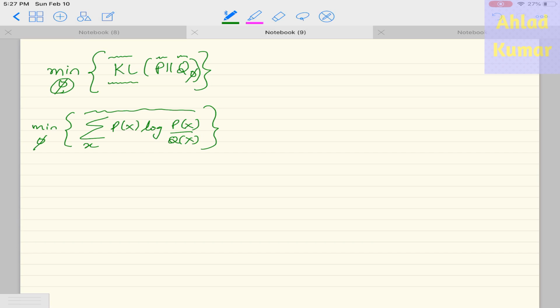So what you can observe here is, at what point will the log have a very high value? The point where Px has some value, whereas Qx is 0. At that point the log will have a very high value, right or not?